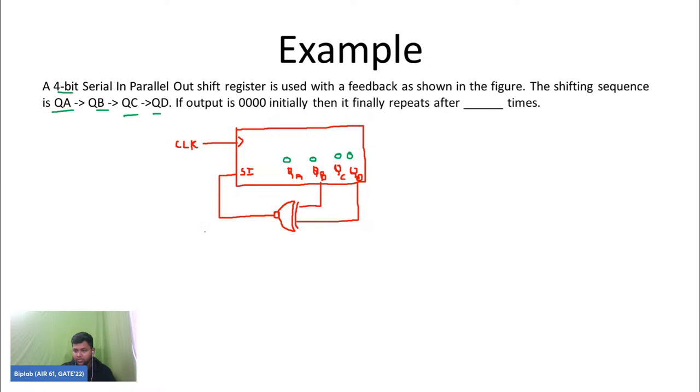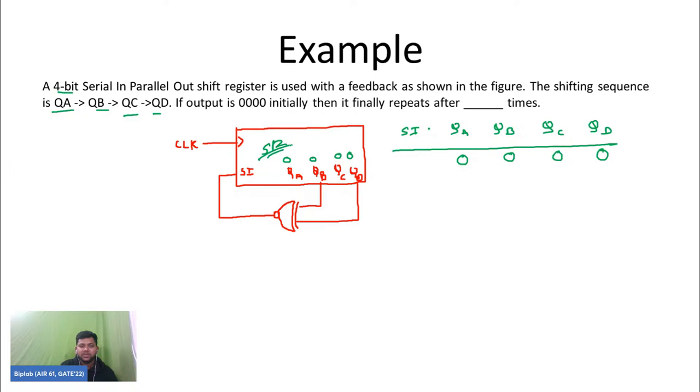Let me write. You have the serial input, and QA, QB, QC, QD. Initially all are zero. Remember that this is a shift register. The input is serial, but you can fetch the output in parallel because you are fetching QB, which cannot be done in the serial output case. Now what will be the serial input? Follow the circuit: it is the XNOR of QB and QD.